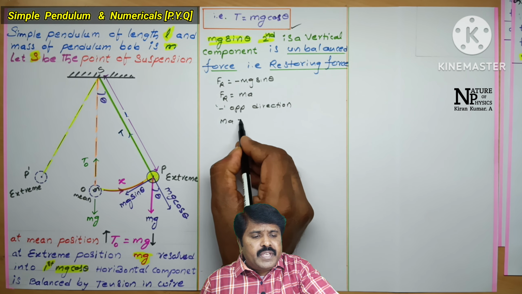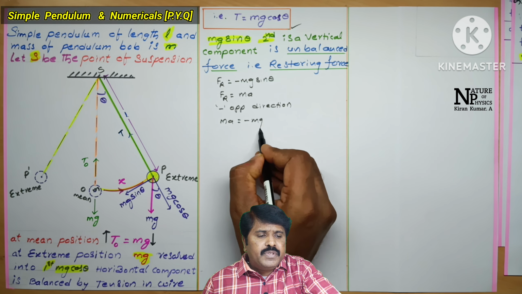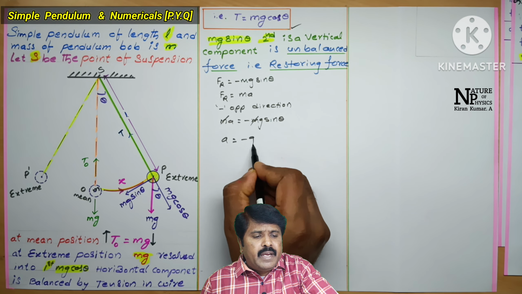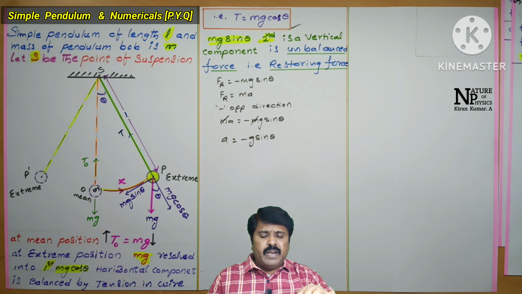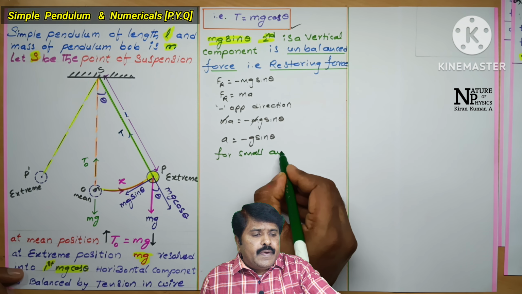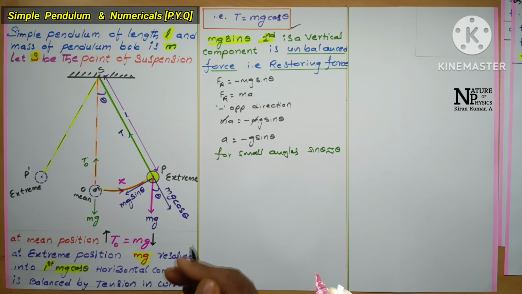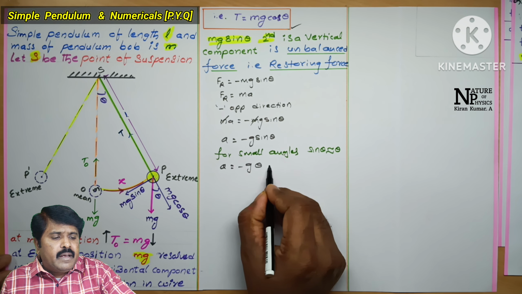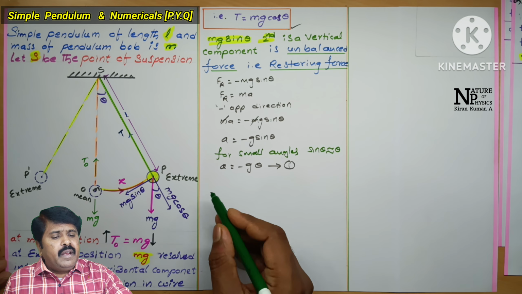From Newton's second law, Fr is equal to ma, so ma is equal to minus mg sin theta. The m gets cancelled, so a is equal to minus g sin theta. For small angles, sin theta is approximately equal to theta. So a is equal to minus g theta, which I write as equation number 1.